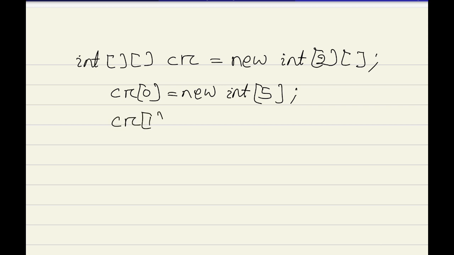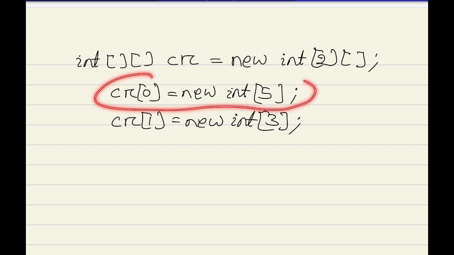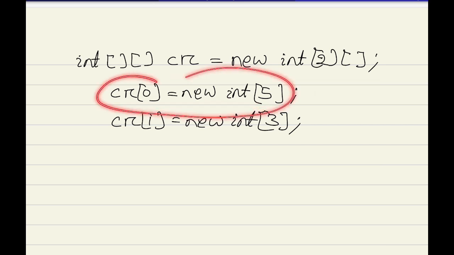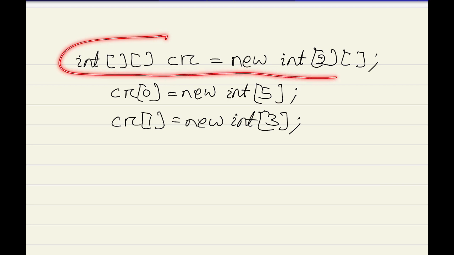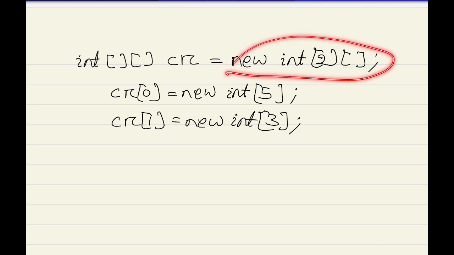Similarly, we can write cr of 1 equal to new int, suppose 3. Now row 1 has 3 columns. So this statement says that row 1 has 3 columns and this statement says that row 0 has 5 columns, and this one says that cr is an array in which it has 2 rows and the number of columns is not defined here, or this statement creates only 2 rows.